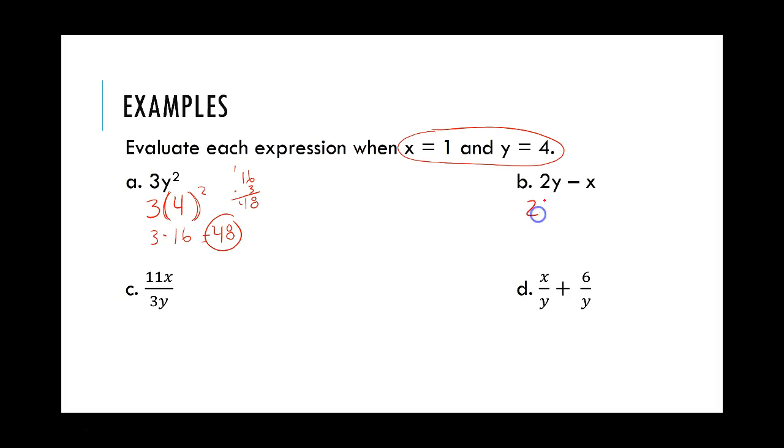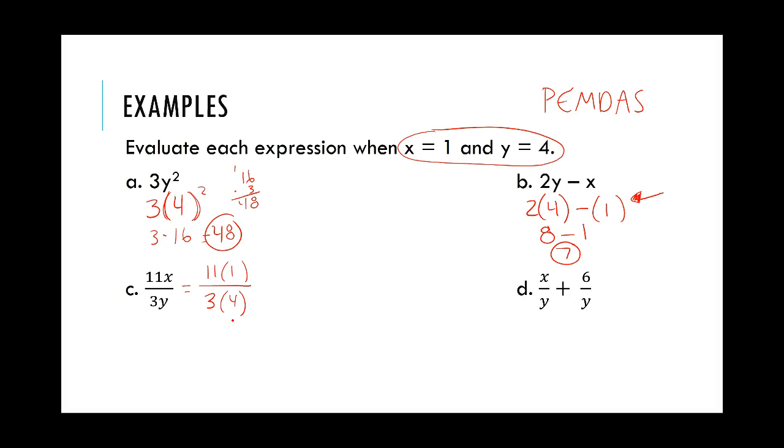B has 2 times y, so y is 4, minus x, which is 1. So I do the multiplication first. 2 times 4 is 8, minus the 1 is 7. So once we get to this step, once we substitute in correctly, then you're looking at order of operations. C is 11 times x, which is 1, over 3 times y, which is 4. So this would give you 11 on top, 12 on bottom.